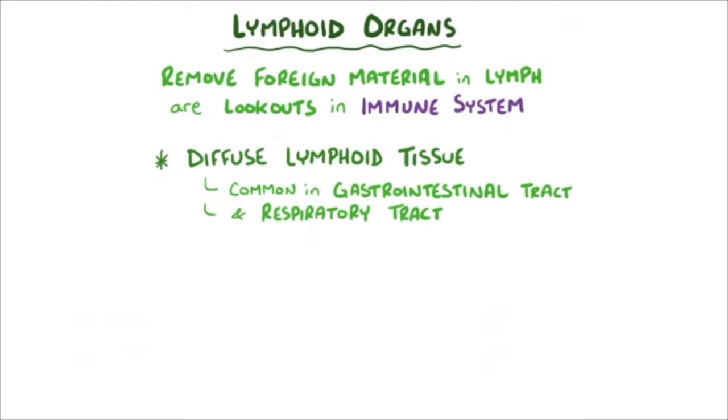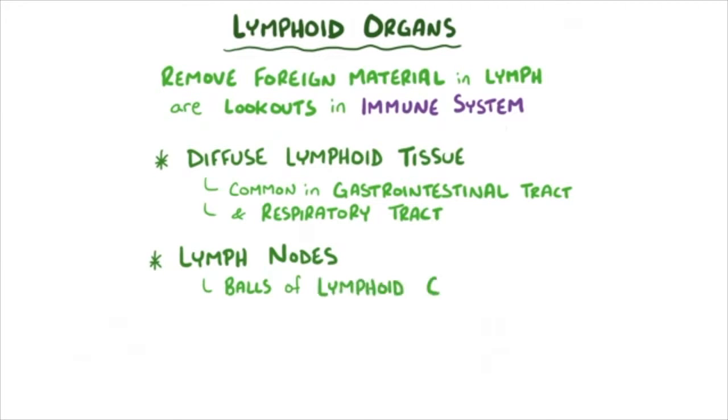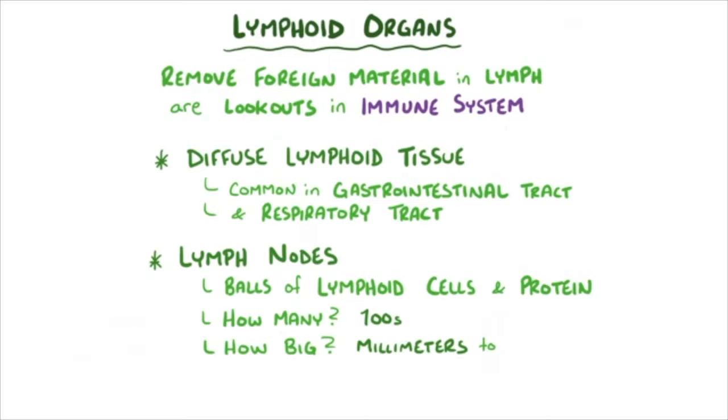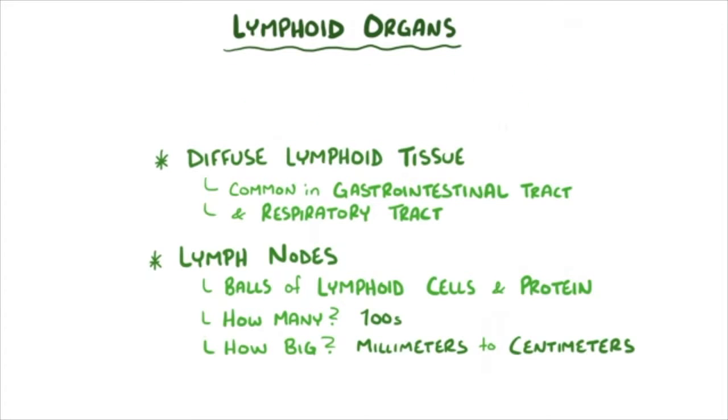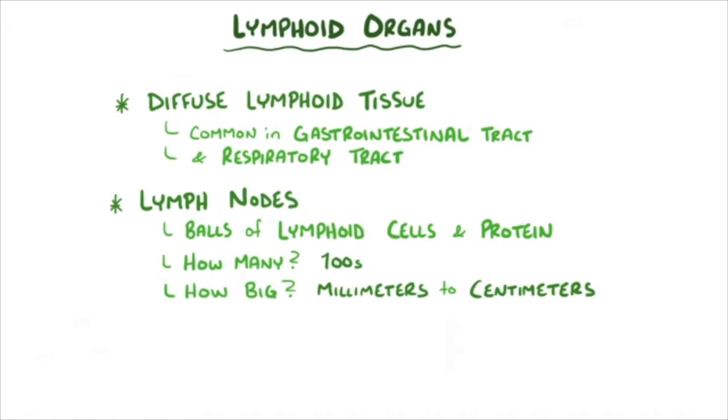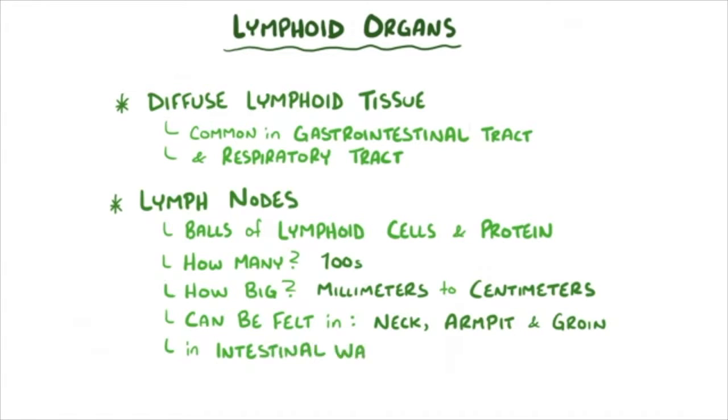Another type of lymphoid organs are lymph nodes, which are tightly packed balls of lymphoid cells and protein. Hundreds of lymph nodes cluster along the lymph vessels, each one a few millimeters to about 1 to 2 centimeters in size. When they're concentrated along the lymph trunks, you can feel them, especially in the neck, armpit, and groin. They can also be found in the intestinal wall, where they're called Peyer's patches.